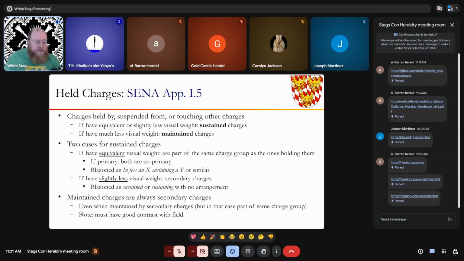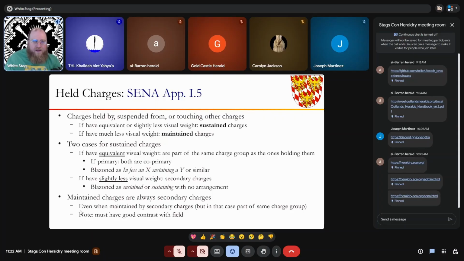They both count for difference. They used to not count. Maintained charges used to not count for difference. Those rules changed a couple of years ago. So really, at this point, it's mostly just how you blazon it. If they have the same visual weight as the charge that is holding them, or a little bit less, they are sustained charges. If they have much less visual weight, they are maintained charges.